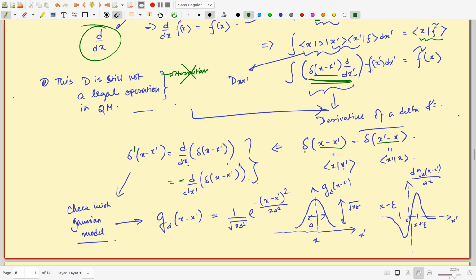So let me look at this more carefully. In order to do that, let me introduce a model of the delta function, and here a good model could be a Gaussian function. So remember, what do I need in a delta function? A delta function needs to be something which is infinitely high at the origin and 0 everywhere else.